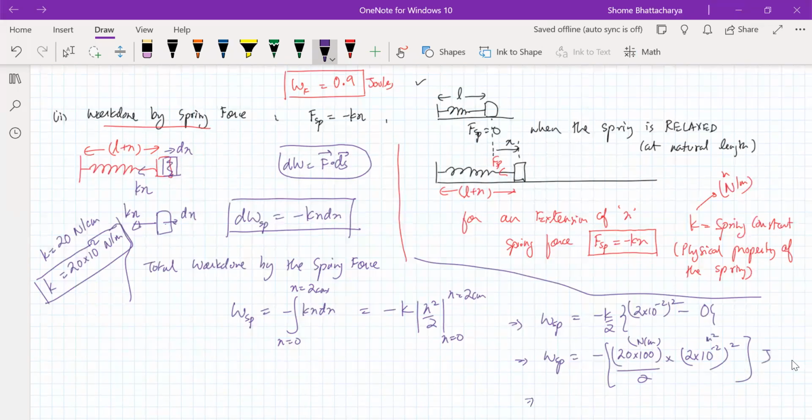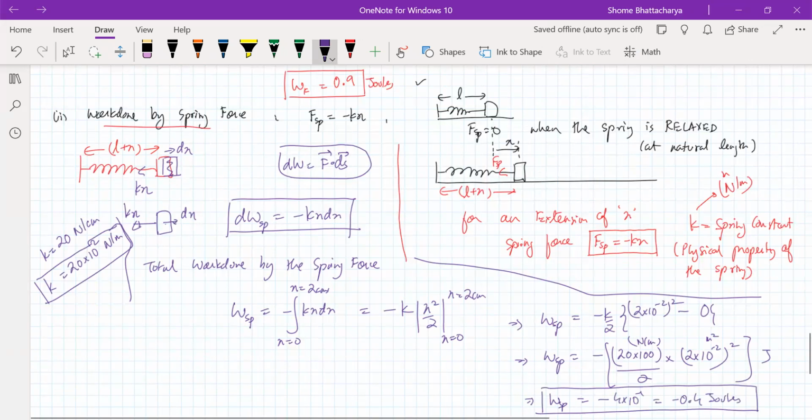But the work done by the spring will be negative because the spring force is acting in the opposite direction to displacement. So as you can see, this will become minus of 4 into 10 raised to the power minus 1, or minus 0.4 joules. That is the work done by the spring. So two of the things we found out now: the work done by the external force which we apply horizontally is 0.9 joules, and the work done by the spring force is minus 0.4 joules.